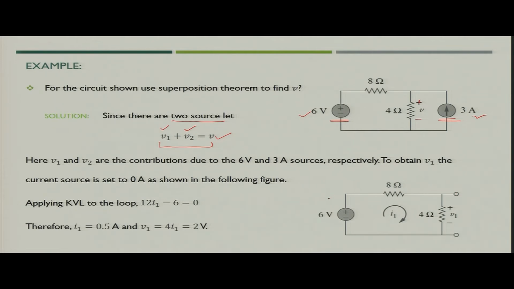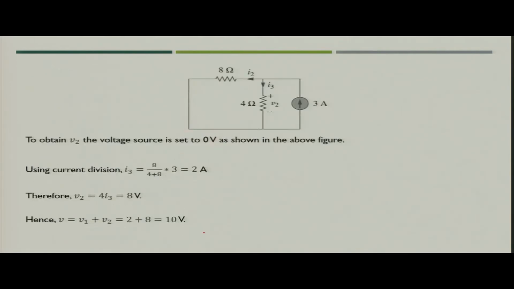So, the updated circuit which you will see here would be like this, where you will have 6 volt, and then you need to find the value of voltage across the 4 ohm resistor. So, this will be a simpler circuit. You just have to apply Kirchhoff's voltage law and find the value of voltage V1, which comes out to be 2 volt in this case.